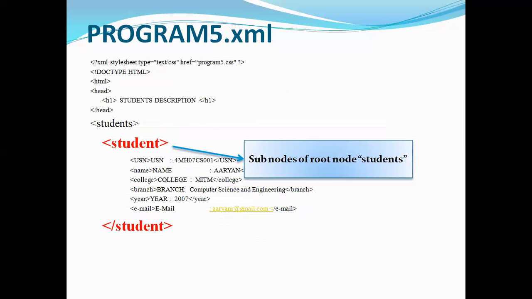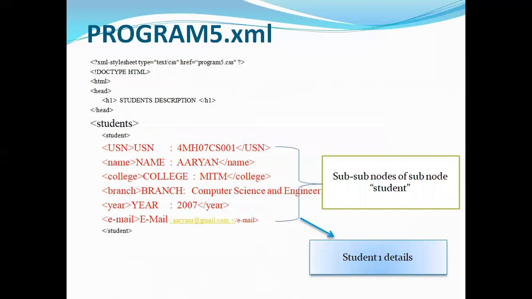Next is the student tag. This tag is called the child of that root node, that is, the subnode of the root node students. Remember, it's simply student. Next, these are all the contents called USN, name, college, branch, year, email ID. They are called the subnodes of the subnode student. That is, these are all about the student one details. Try to understand, guys. In the question itself, they specify that the student detail should be USN, name, college, branch, year, as well as the email ID.